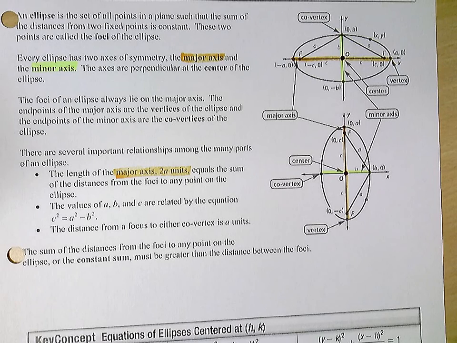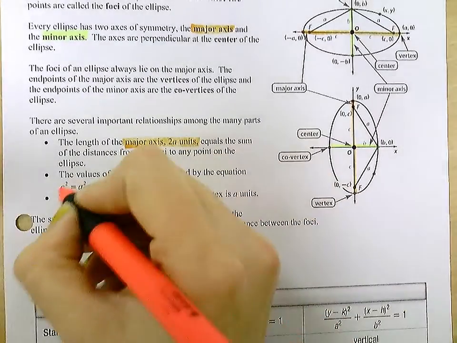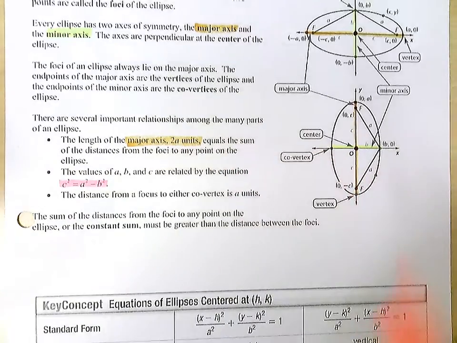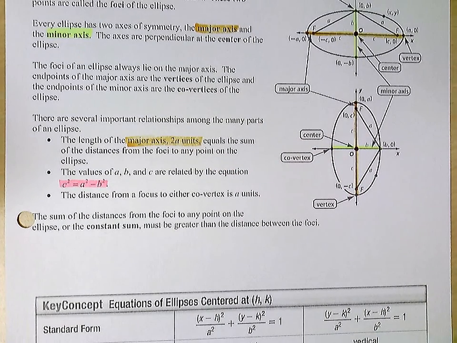The values of a, b, and c are related by the equation c squared is equal to a squared minus b squared. You will need to be able to find c as well so that you can find your focus points. And the distance from the focus to either co-vertex is a units.